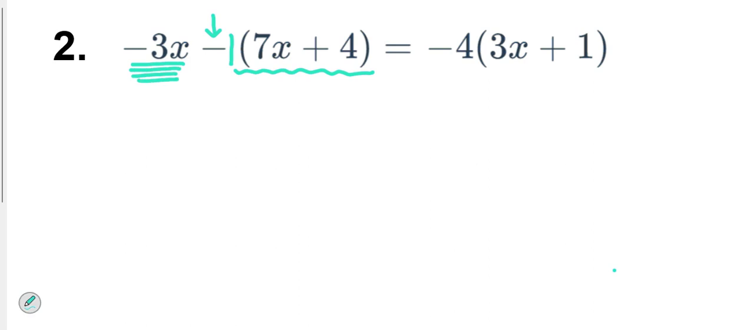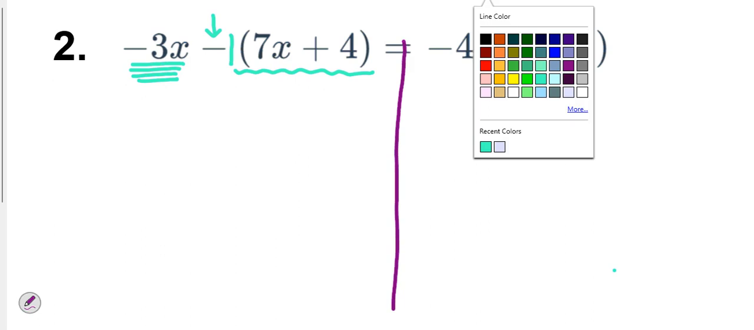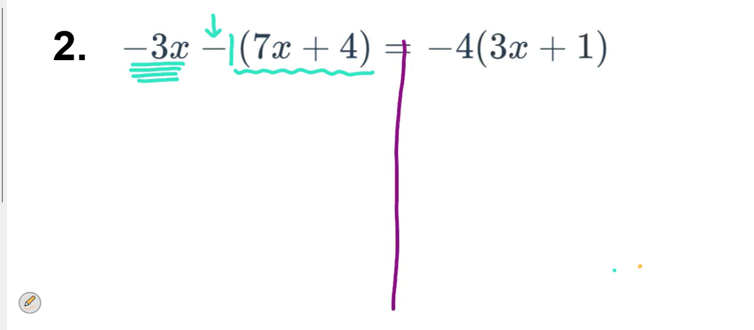All right, so let's put our line down the middle, and let's start. I'm going to do a different color. Let's do some orange. All right, so I'm going to just bring down that negative 3x. It's by itself. I'm not doing anything with it right now. I am going to distribute the negative 1, all right?